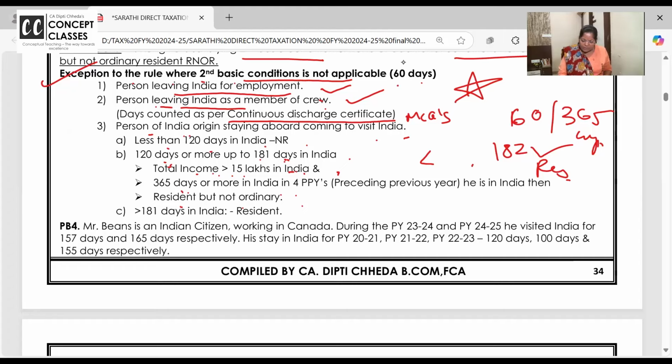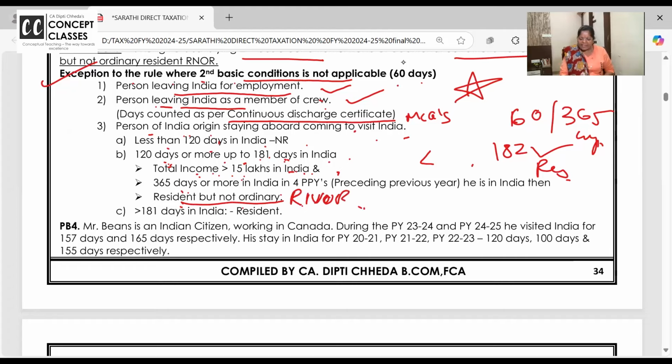Or a person who is of Indian origin, staying abroad, coming to visit India, having total income more than 15 lakhs in India, he is in India not for 60 days, but for 120 days or more, or 181 days or more. He will be resident but not ordinary.